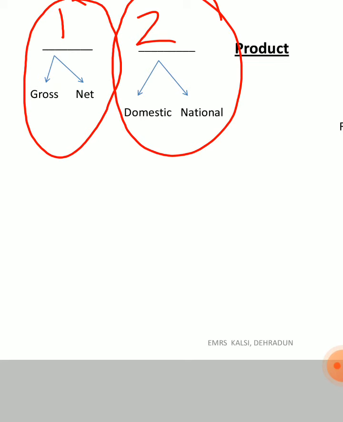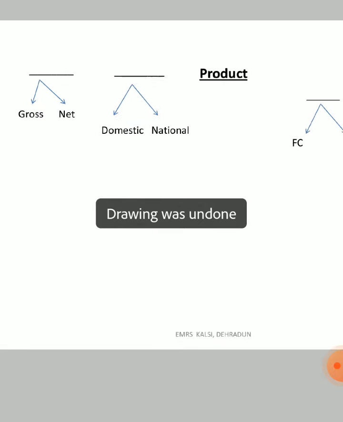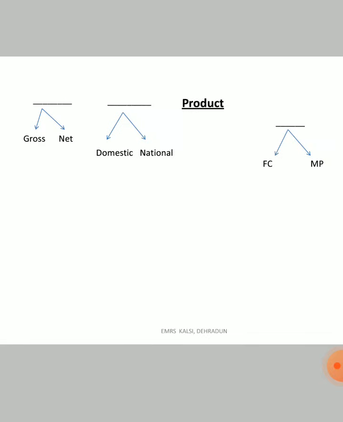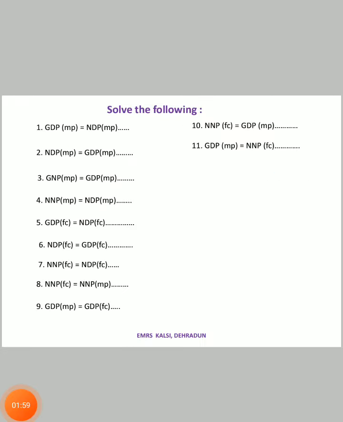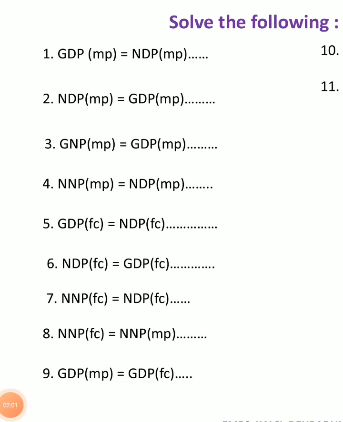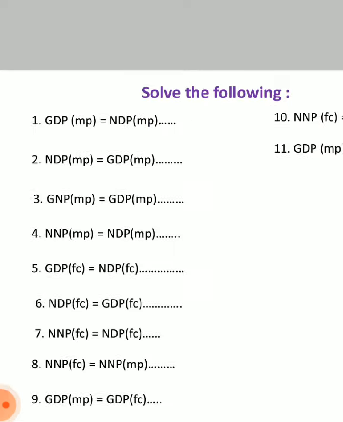Okay, we cannot change gross into domestic, we cannot change national into factor cost, we cannot change market price into net. We can change only the aggregates which are placed in the same space, same place. Okay, so let's see the first one here. This is the practice exercise, practice questions.